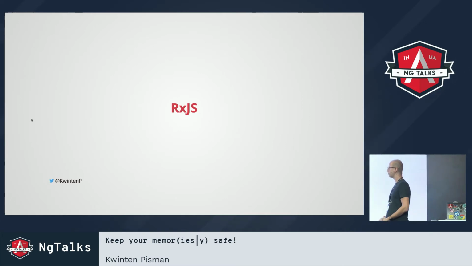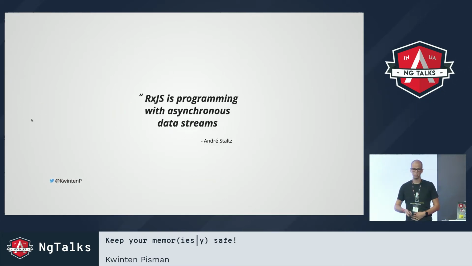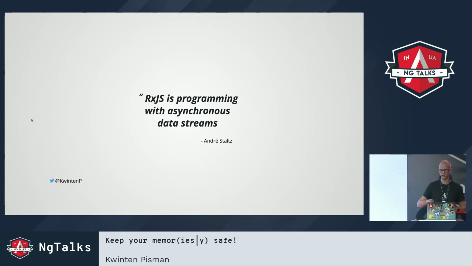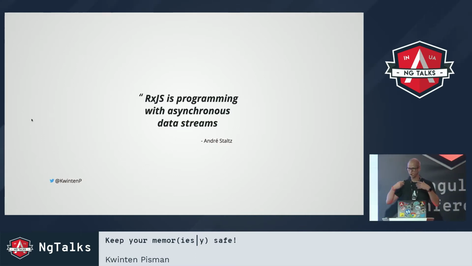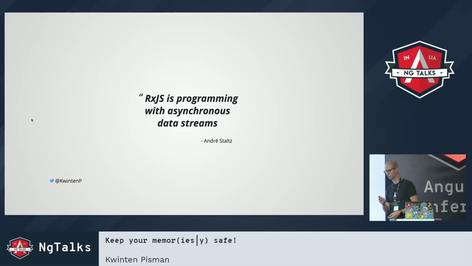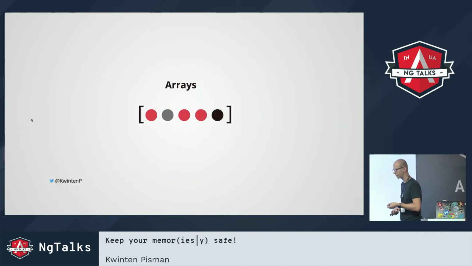So my favorite definition about RxJS is one from Ben Lesh, who's one of the core authors of RxJS 5, or is in the core team, and he said that RxJS is programming with asynchronous data streams. And if you know RxJS, that makes a lot of sense. If you don't know RxJS, let me try and help you understand this definition. And to do that, let's start with something that everybody knows.